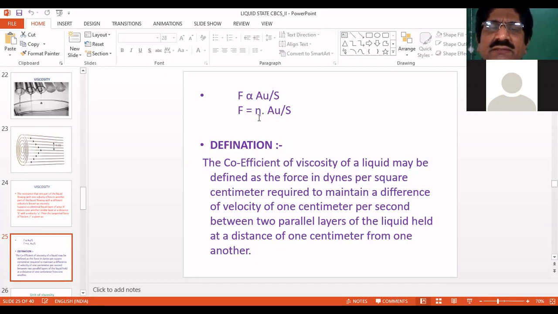But in general, for all practical purposes, every time referring to the word coefficient of viscosity is not that easy. Therefore, generally we call it viscosity. And this, if you see the cursor, is eta, and it is called the coefficient of viscosity.